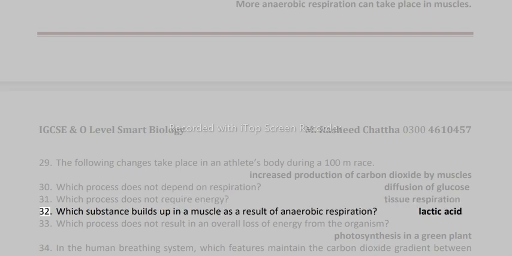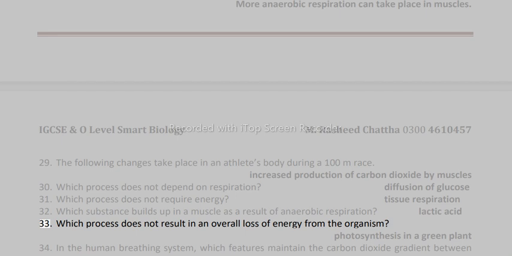31. Which process does not require energy? Tissue respiration. 32. Which substance builds up in a muscle as a result of anaerobic respiration? Lactic acid. 33. Which process does not result in an overall loss of energy from the organism? Photosynthesis in a green plant.